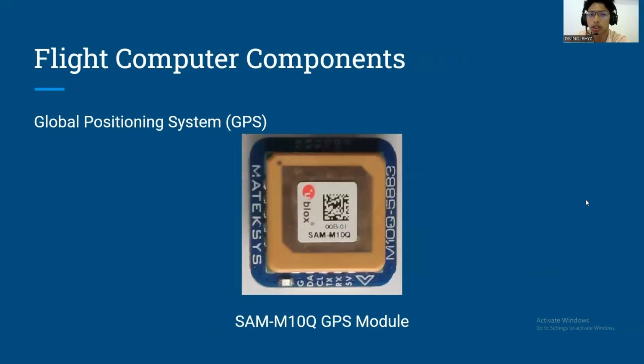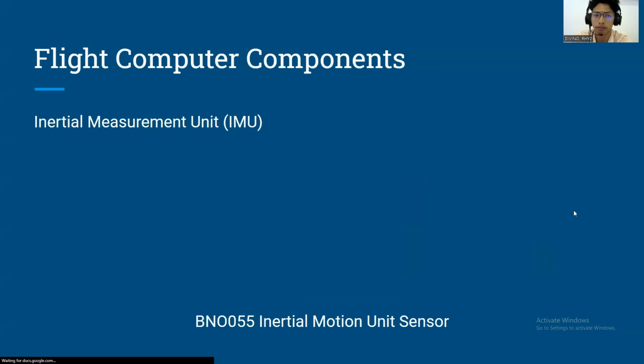The global positioning system used is the SAM M10Q GPS module. It is an advanced, accurate GPS that only uses low power consumption without compromising its full performance. Its confidence accuracy is 95%.